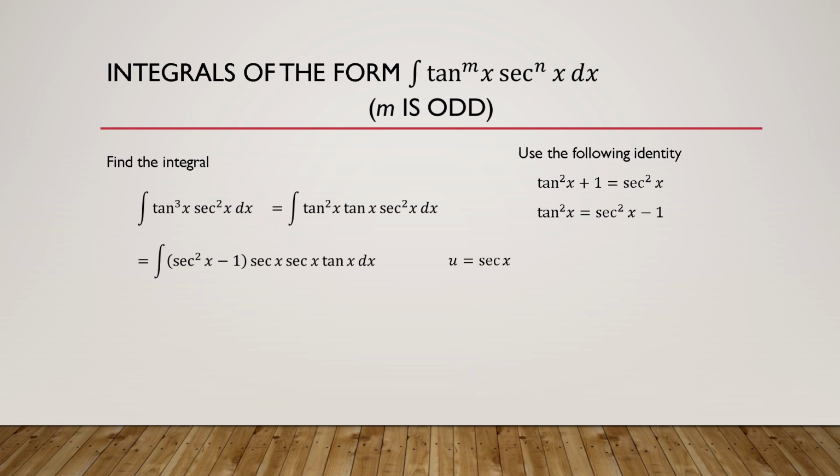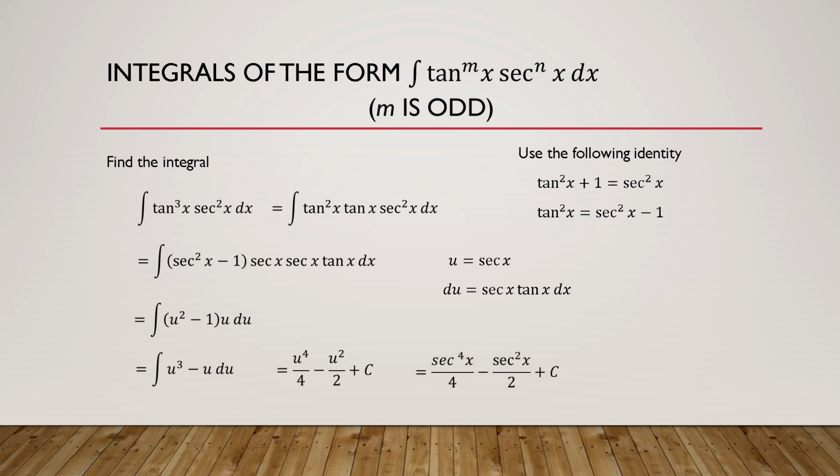Next, we let u equal secant x, which makes du equal to secant x tangent x dx. When we substitute, we get the integral of the quantity of u squared minus 1 times u du. We distribute the u to get the integral of u cubed minus u du. When we take the integral, we get u to the fourth over 4 minus u squared over 2 plus c. When we substitute back in for u, we get our final answer, secant to the fourth x over 4 minus secant squared x over 2 plus c.